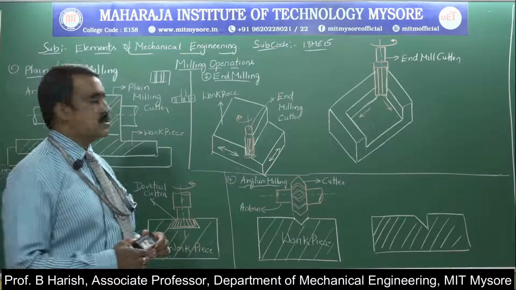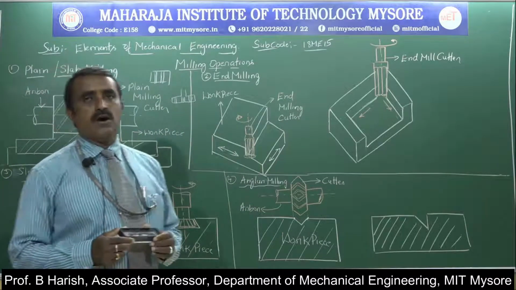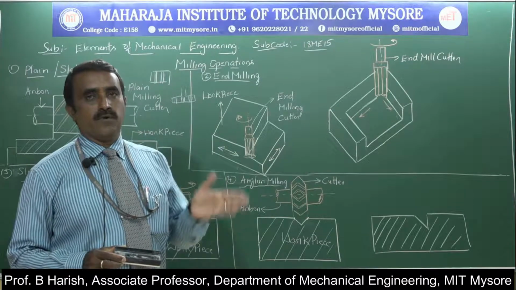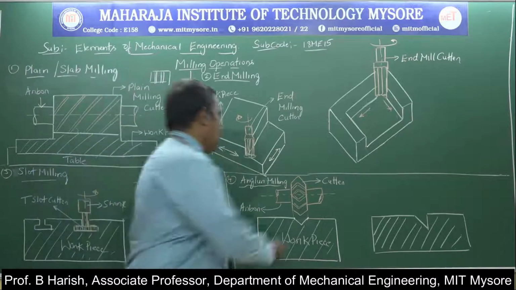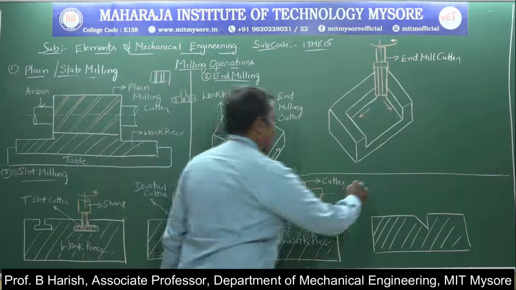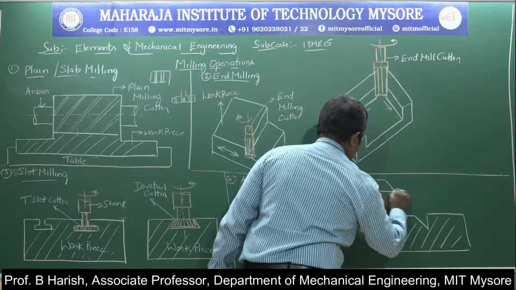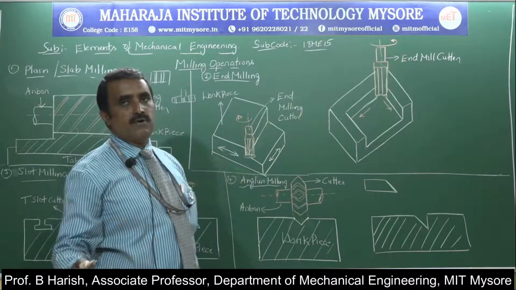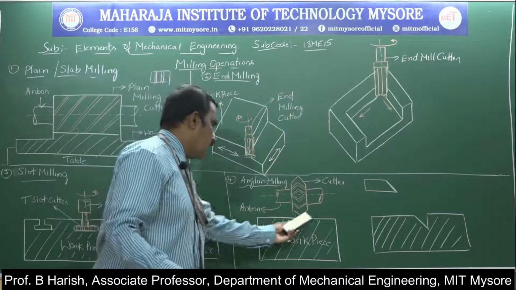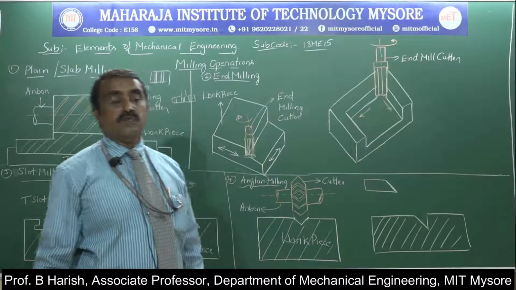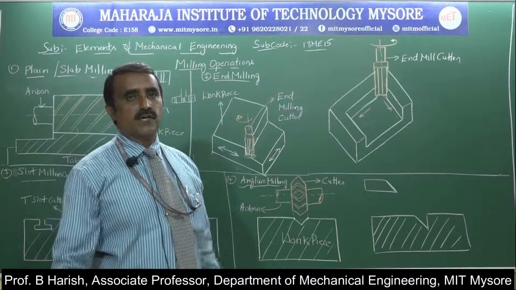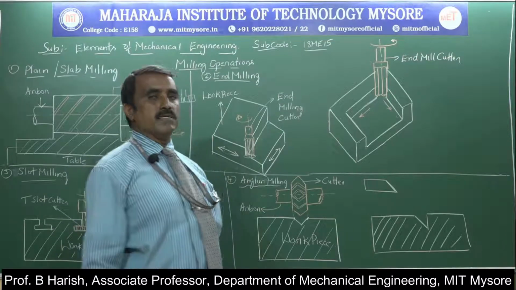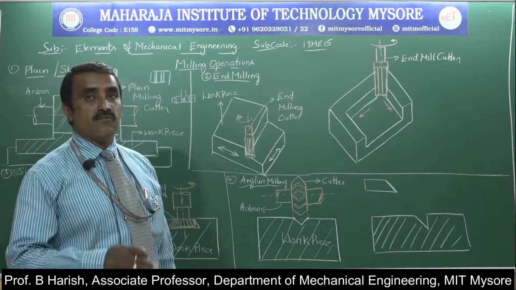Then coming to the next one, angular milling. Angular milling is an operation performed in order to get an angle cut. If you want to cut an angular surface, once again two sketches are there. It may be like this also, where if you want to cut this surface, the vertical surface should be cut at an angle, or cutting a V-shaped notch. Then we go for angular milling. Angular milling is an operation performed on a milling machine in order to get angular surfaces or a V notch.